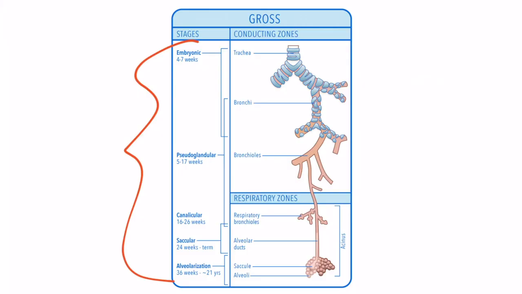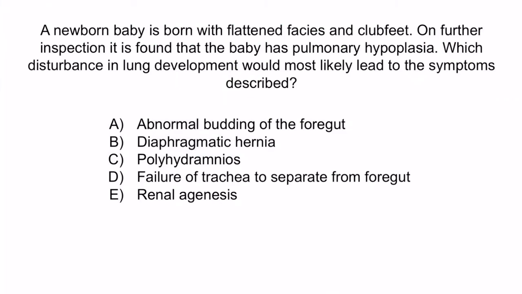Now that we've discussed all 5 stages and some of the pathology that can occur at certain stages, let's do a question to apply what you've learned. A newborn baby is born with flattened facies and club feet. On further inspection, it is found that the baby has pulmonary hypoplasia. Which disturbance in lung development would most likely lead to the symptoms described?